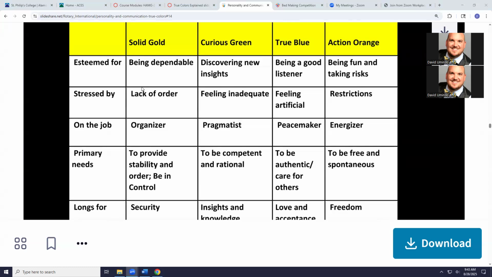So, as a leader, why do you think it's important to know this information? Joseph, what do you think? Okay. Absolutely. What color are you? You're green. Okay. Awesome. So greens, are you stressed by feeling inadequate based on this screen up here? No, not really. Okay. Actually, hold on. My thought process is on another slide. So I'm gonna come back to that, okay?